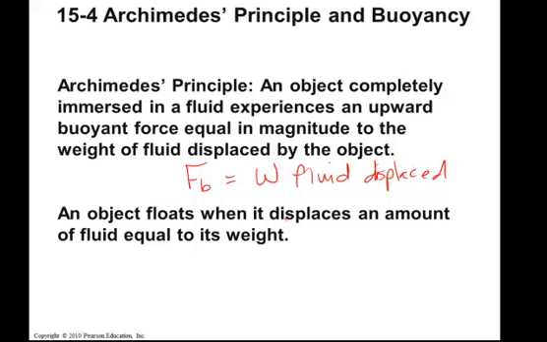And an object floats when it displaces an amount of fluid equal to its weight. So when those two are equal, then it's going to float. Because then we're saying that this is my object. Here's the buoyant force. And here's the weight. And when those two are equal, there's no net force. So it's going to float.